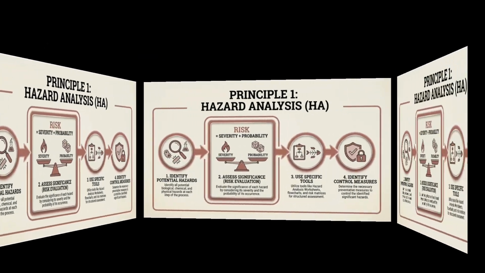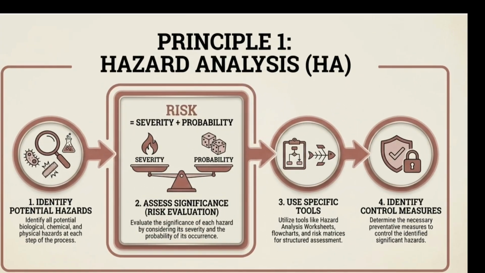Principle 1 is hazard analysis, or HA. This involves identifying potential hazards and assessing their significance. Risk is evaluated by considering both the severity and the probability of the hazard's occurrence. Finally, we determine the necessary control measures.